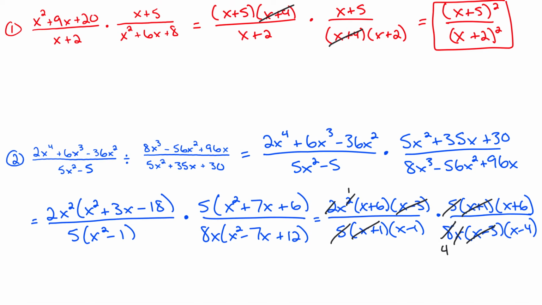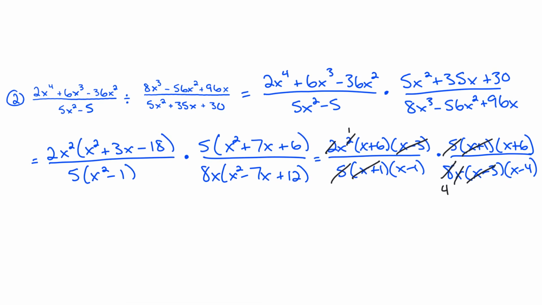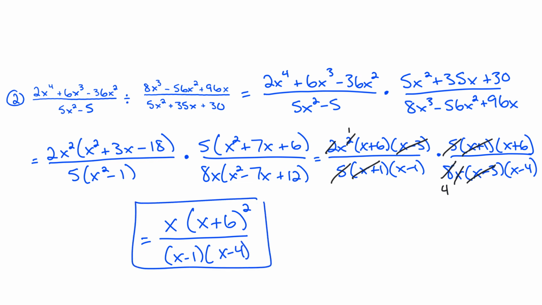So I'm going to give myself just a wee bit more space to write my final answer. So that x survived on top. I have an x plus 6 and an x plus 6, which is x plus 6 squared. And what survived on bottom? x minus 1 and x minus 4. And that is my solution.